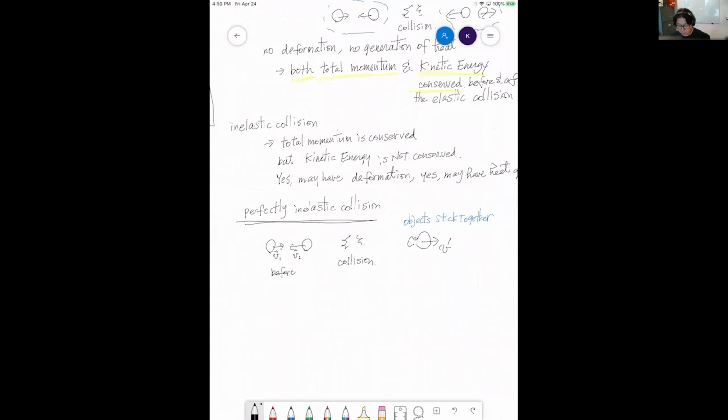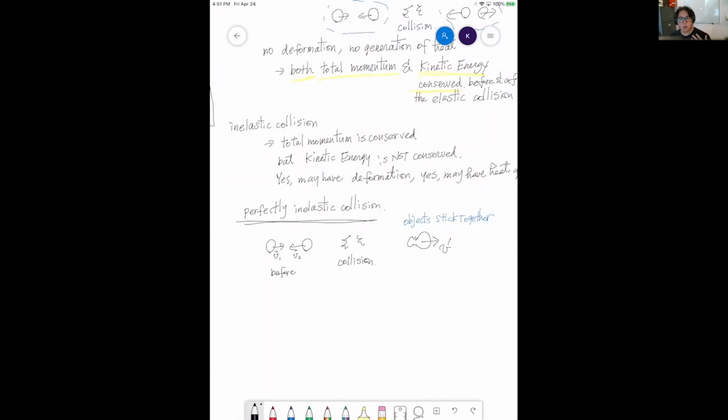So that's the definition of two kinds of collisions: an elastic collision and an inelastic collision. And you could have a completely inelastic collision. Either way, momentum is conserved. If it's an elastic collision, kinetic energy is also conserved. In an inelastic collision, momentum is conserved, but kinetic energy is not conserved.